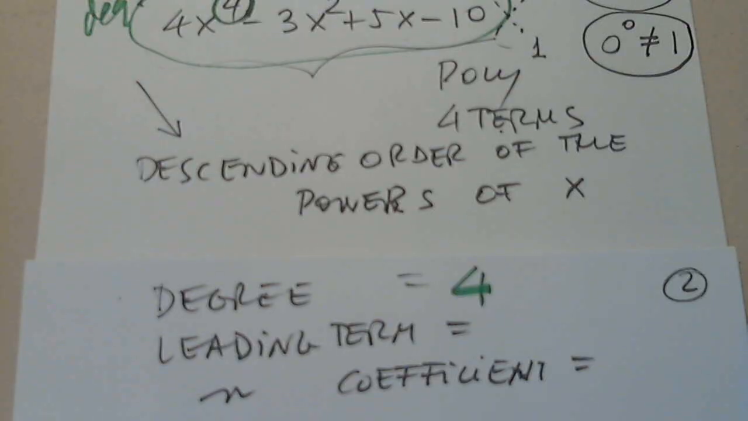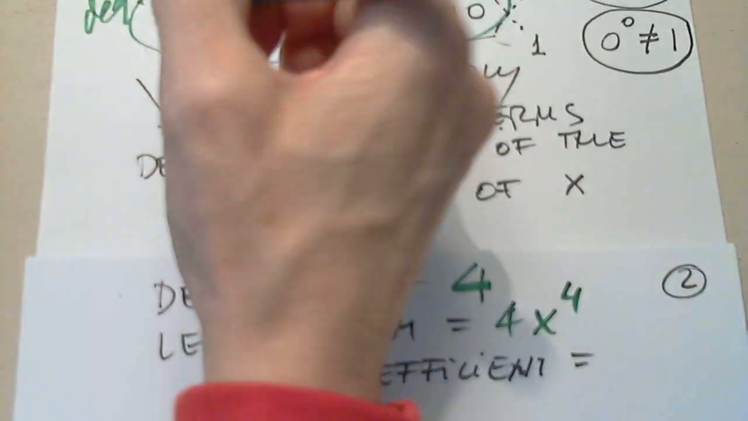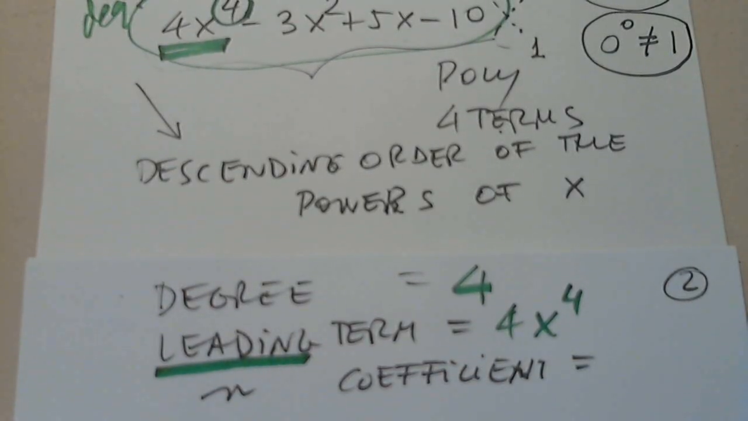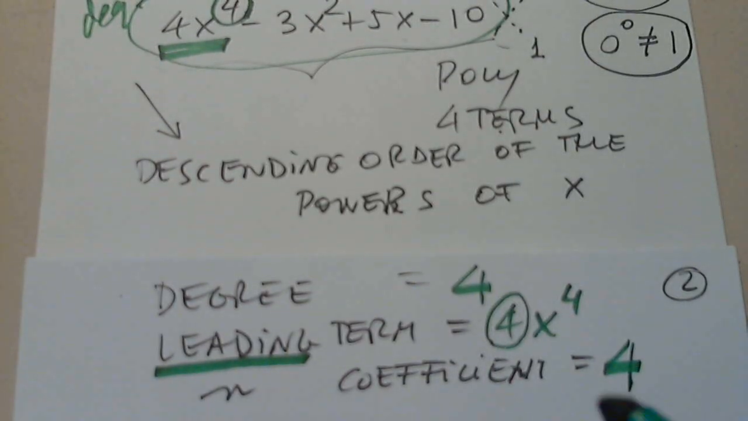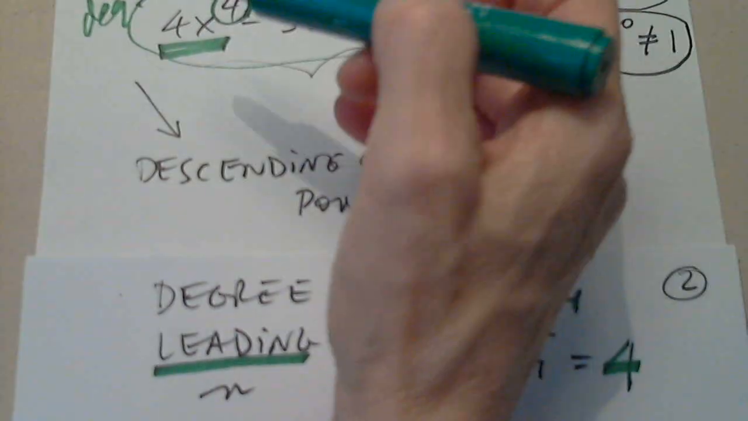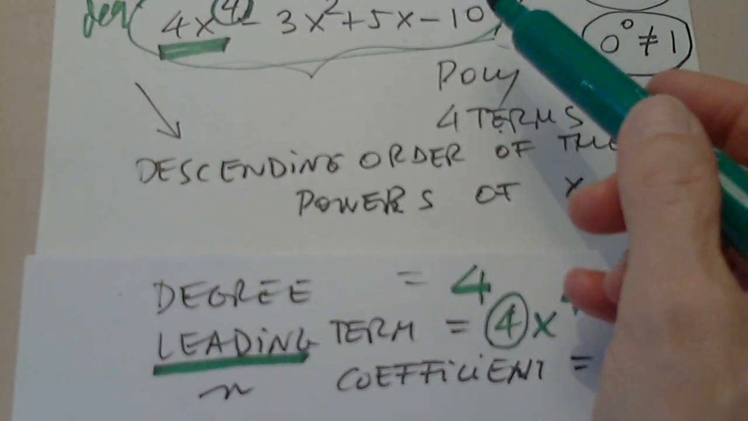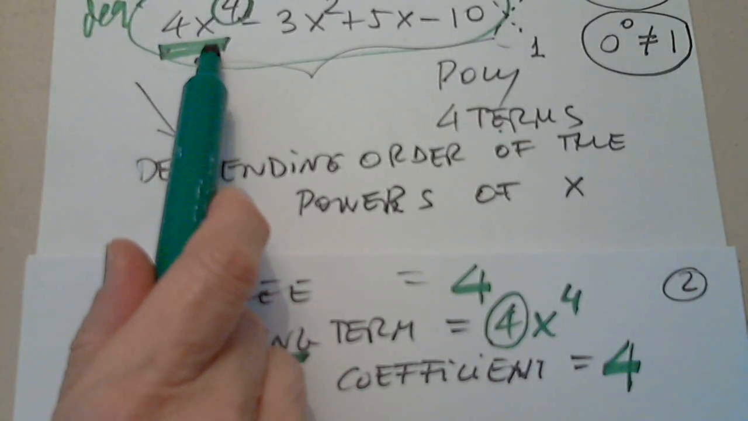Very good. Thank you, Rachel. Leading term. 4x to the 4th power. Excellent. It's the most powerful term. It's called leading. Very good. 4. Yes. The leading coefficient is the number in front of the x term. That is the leading term. Yes. Perfect. So this is the term that leads because it transfers its degree over the entire polynomial. This is the term that is leading, and this is the coefficient of the leading term.